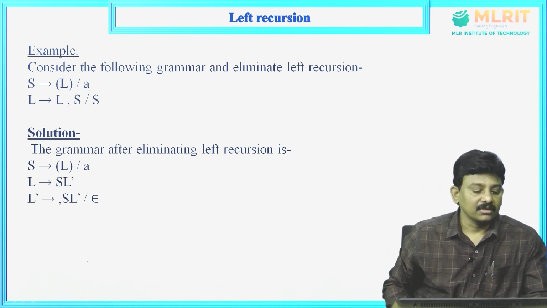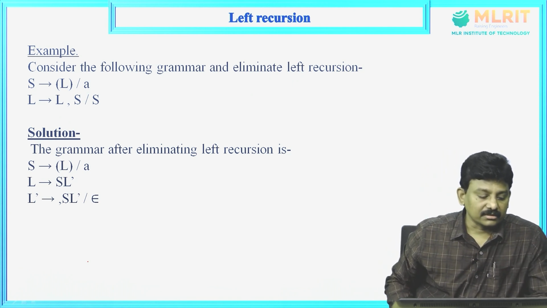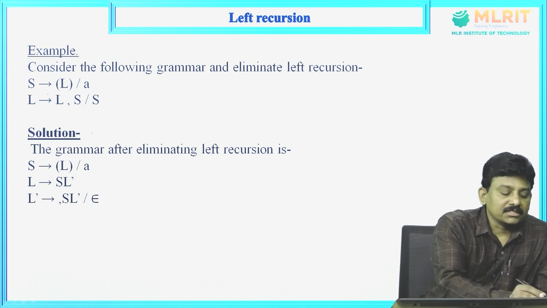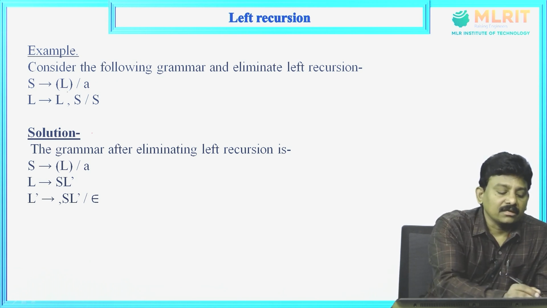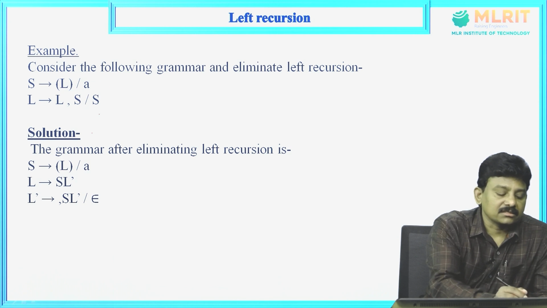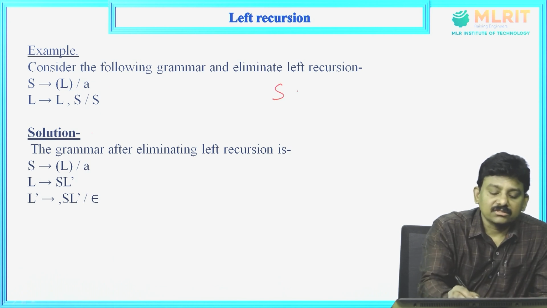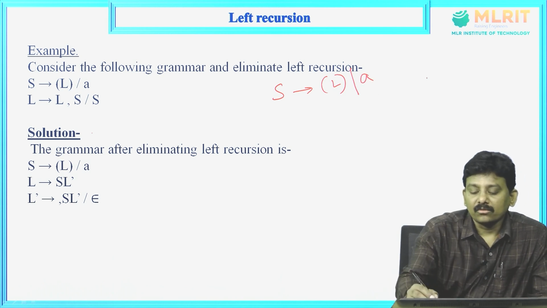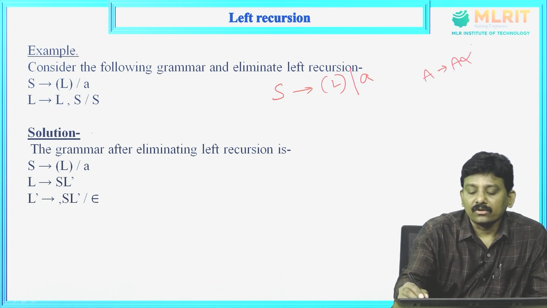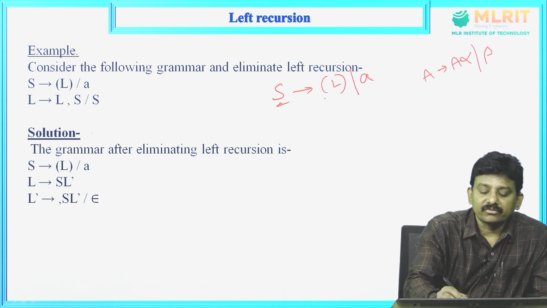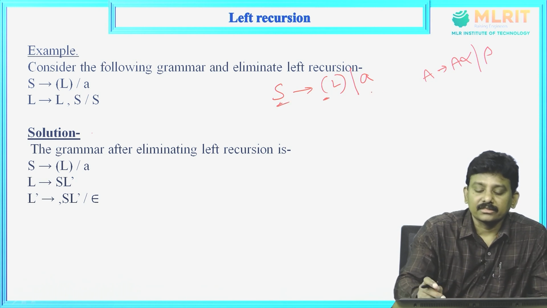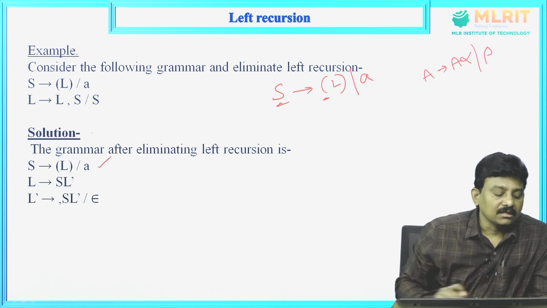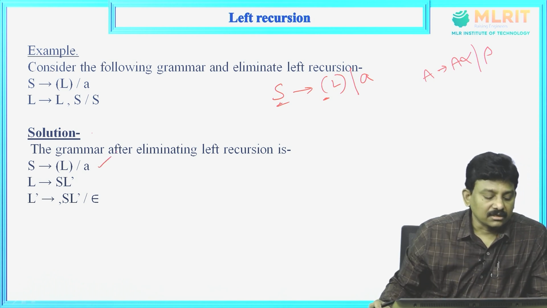Another example for elimination of left recursion: consider the following grammar and eliminate left recursion. S derives parenthesized L or A, L derives L comma S or S. See, S derives parenthesized L or A is not in the form A derives A alpha or beta, because this symbol and the first symbol of the RHS are different. So we will keep this rule as it is in the grammar after elimination of left recursion.